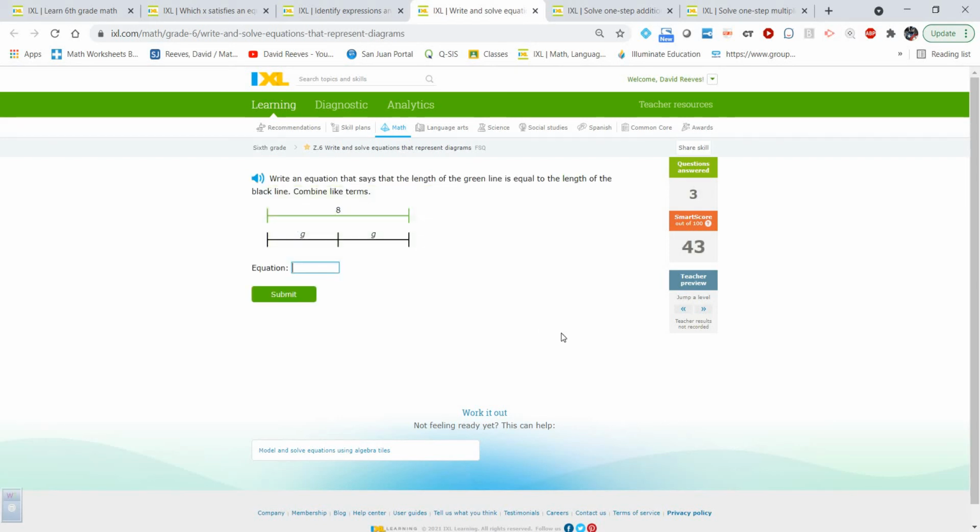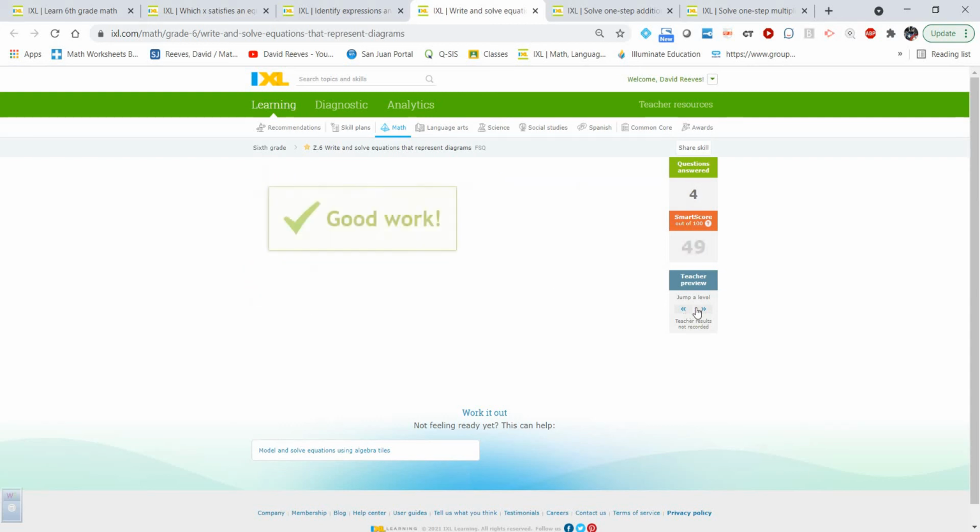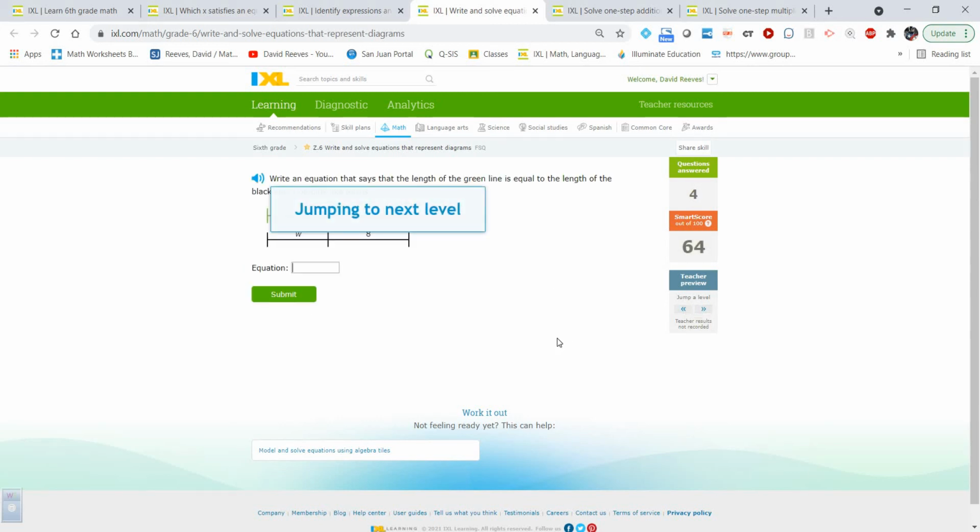All right, this one right here, 8. 8 is going to be equal to, again, I could put g plus g, and that would be a correct equation, but they told us to combine like terms, so g plus g is 2g. All right, does it get harder?